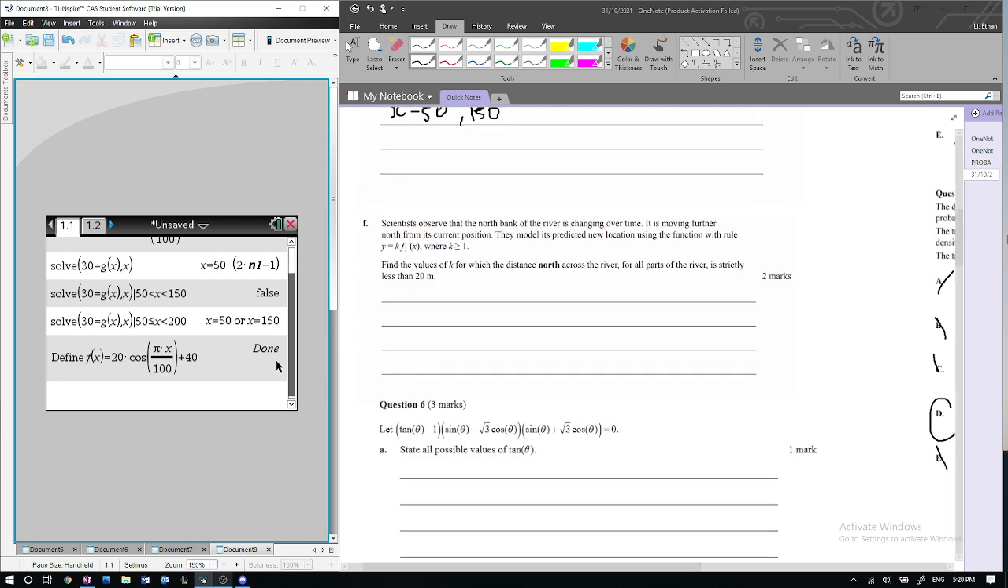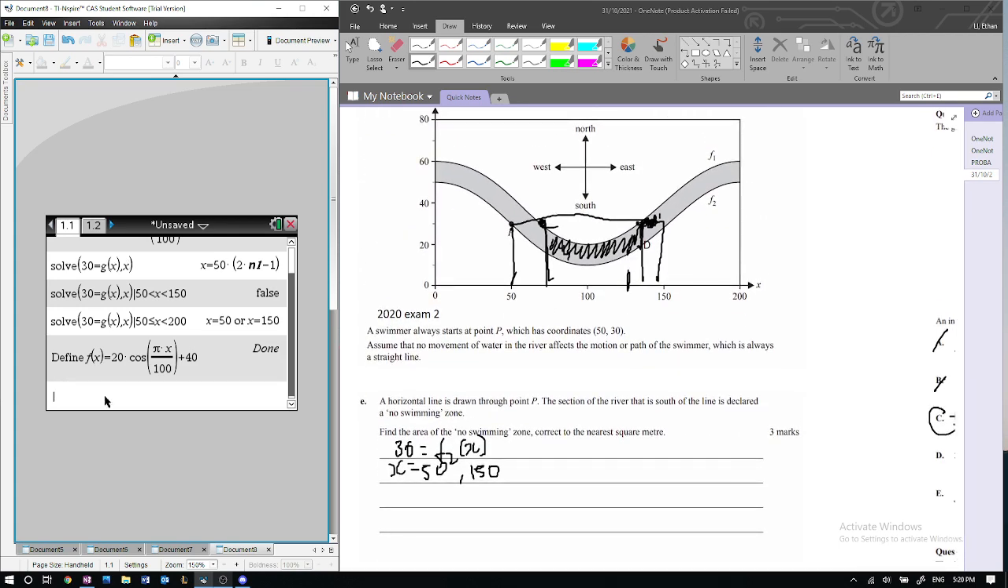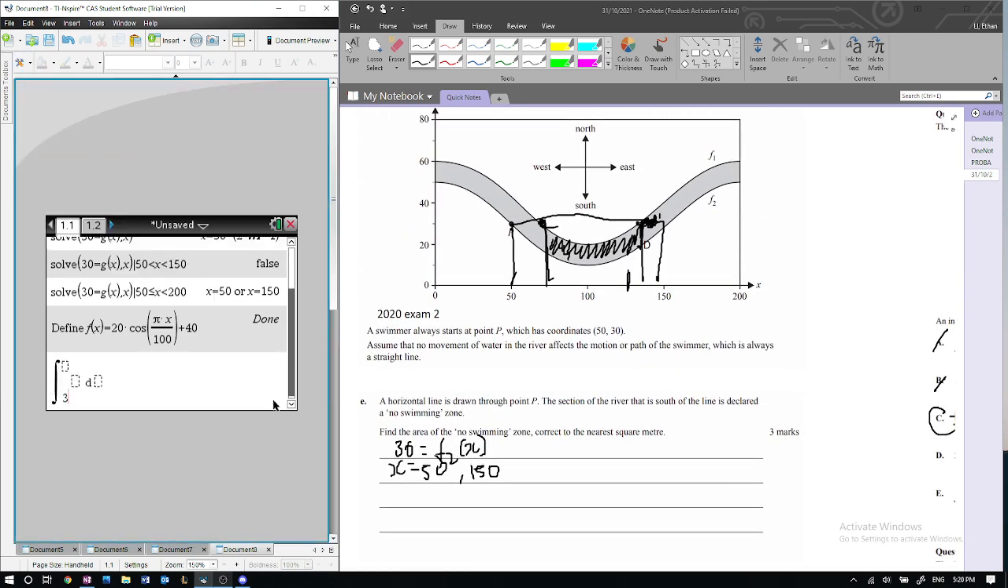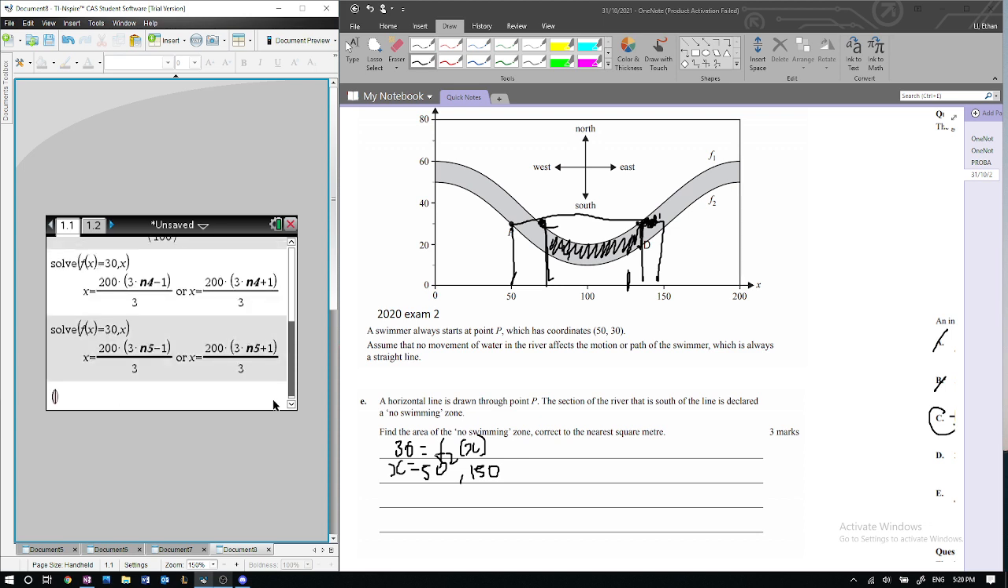Okay, and then I'll calculate the actual area of it. So menu 4.3. Oh crap, I need to solve first. Okay, solve f of x equal to 30 x. Okay, I need to do my domain. Say 0 smallness 200.